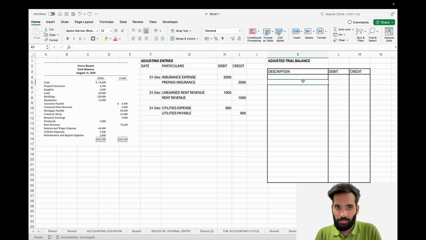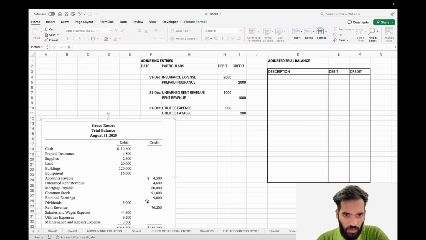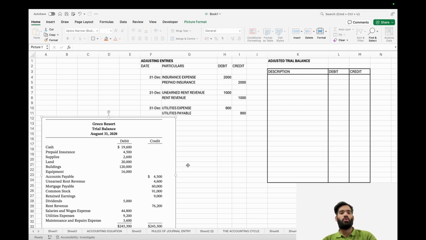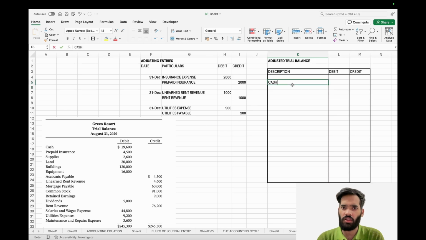Okay. So in this case, first of all, we will look at the first account. Let me take this down and make it a bit larger. There we go. Okay. So to go from unadjusted to the adjusted, it's pretty simple. You look at the account, first one is cash, 19,600. And you have to see if it's affected in the adjusting entry. Is cash affected in the adjusting entry? No. That means the balance is already correct. It's already an adjusted balance because there's no adjustment for it in the adjusting entries.